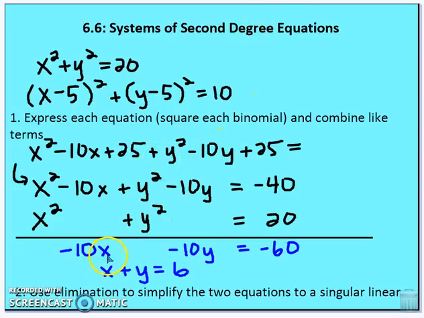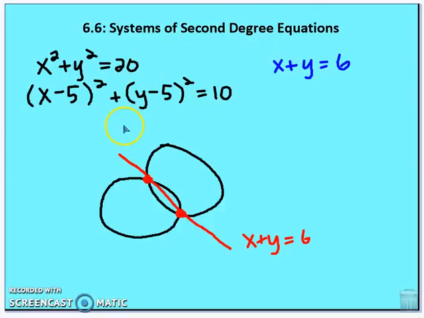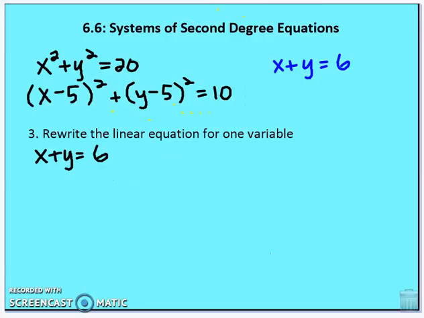All right, so you end up with negative 10x minus 10y is equal to negative 60, which we can then simplify as x plus y is equal to 6. Now we're going to use that singular linear equation back in one of the two equations for the circle, and we're going to solve for one variable. So x plus y is equal to 6.